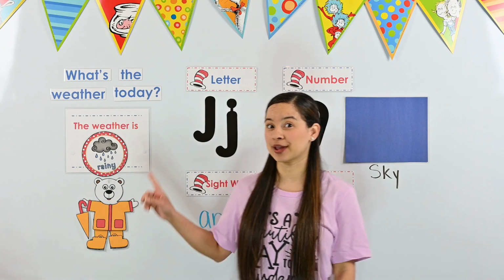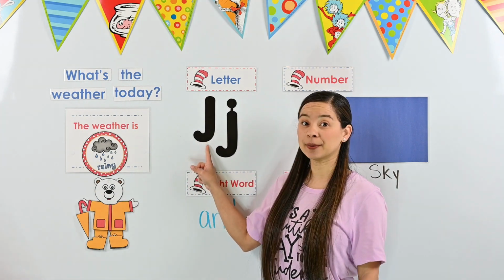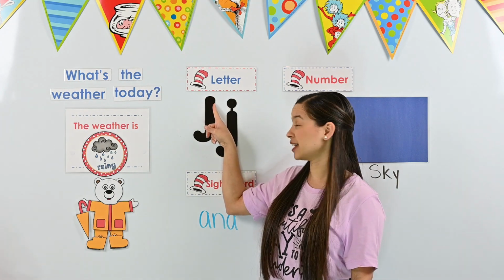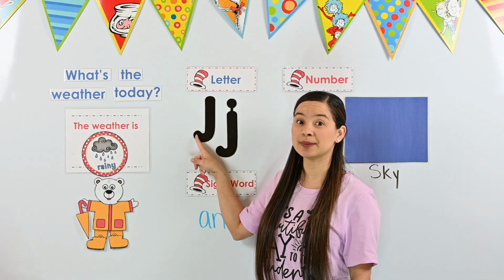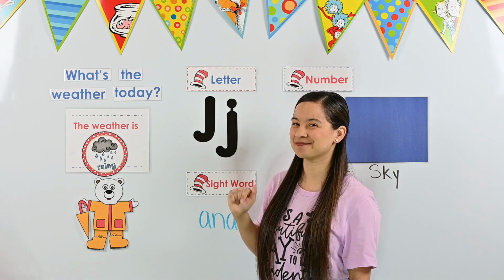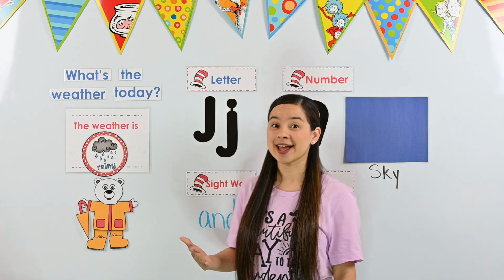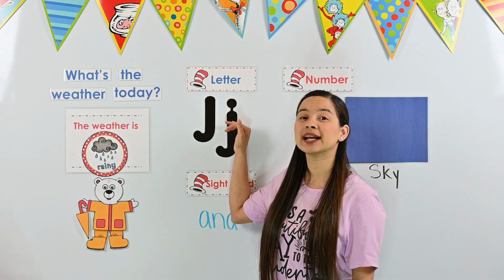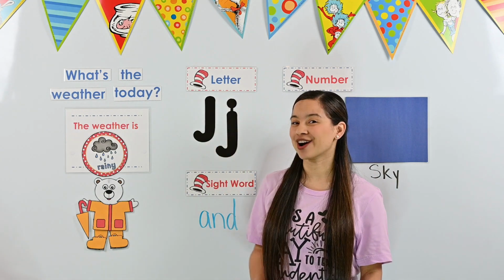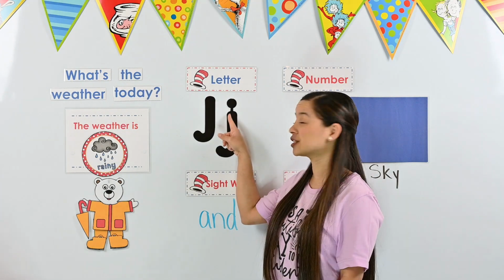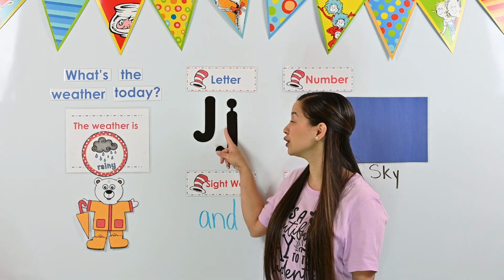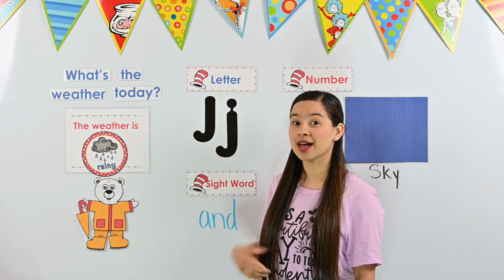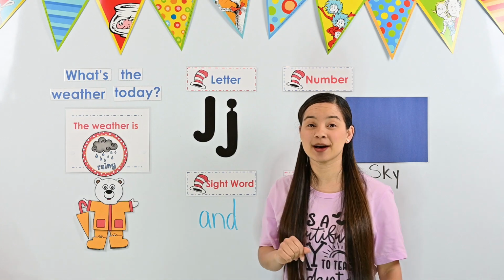Let's take a look at our uppercase J. Our uppercase J is a tall letter. It starts at the top. It has a line going down and a little hook at the bottom going to the left. Our lowercase j is a shorter letter because it starts in the middle, but we say that it's long instead of tall because it starts in the middle, but it goes below the bottom line, and then it has a little hook at the bottom. And it also has a dot at the top.